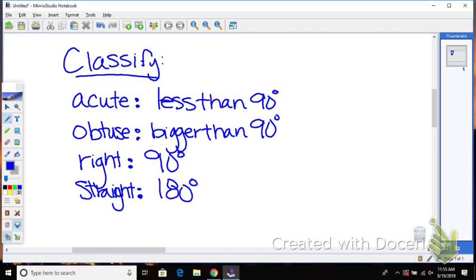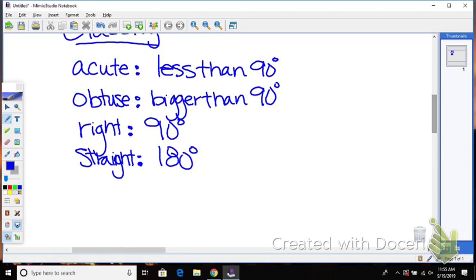Okay, so here's what I want you to do. On page 10, everybody on page 10, I want you to draw an example of each one of these. So I want you to draw an angle that looks like it's less than 90. I want you to draw an angle that looks like it's bigger than 90. I want you to draw an angle that looks like it's right at 90. And I want you to draw an angle that would be straight, the straight angle.